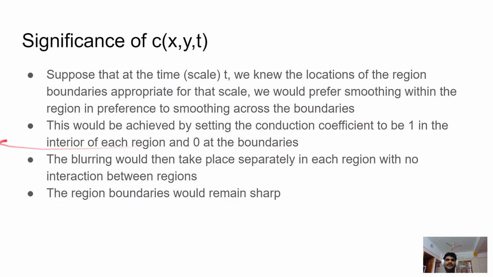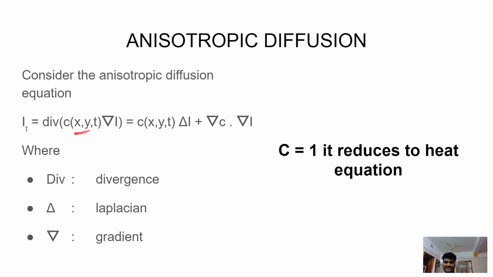Yeah, that's true. And this would be achieved by setting the conduction coefficient to be 1 in the interior of each region and 0 at the boundaries. Now what this means is that if we know the edges in a time frame, we can make C equal to 1 inside the region and smooth that region, and C equal to 0 at the edges and leave that region. What anisotropic diffusion wants to achieve is C equal to 1 inside the region, meaning in the intra-region, and C equal to 0 at the edges.